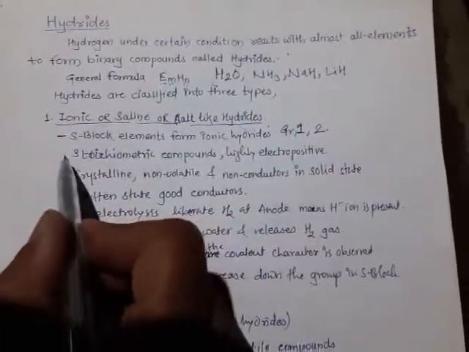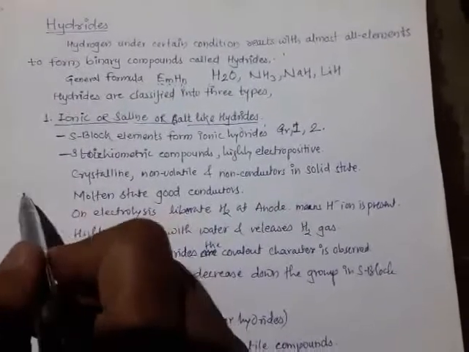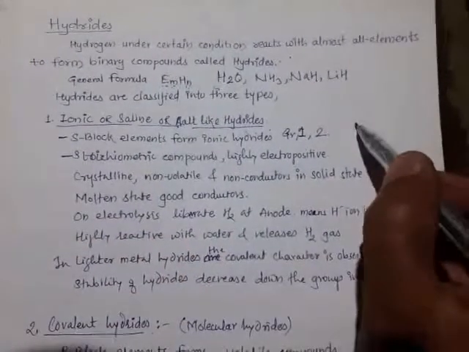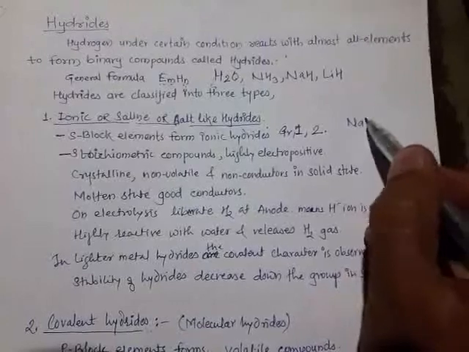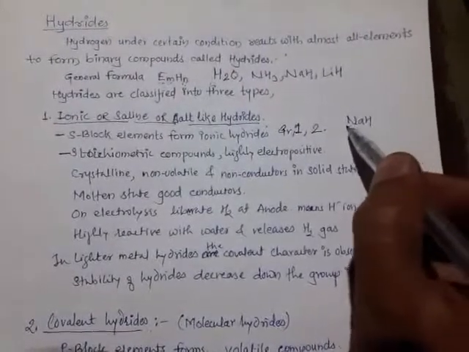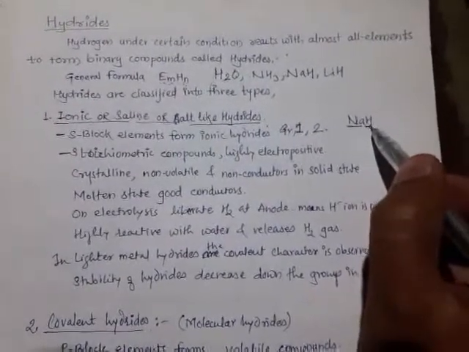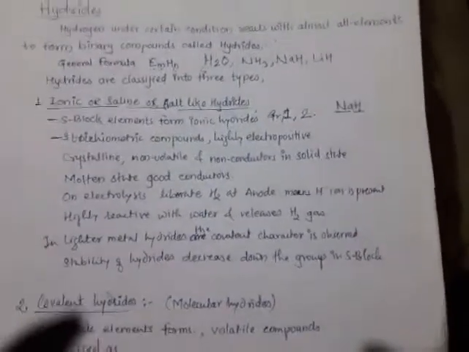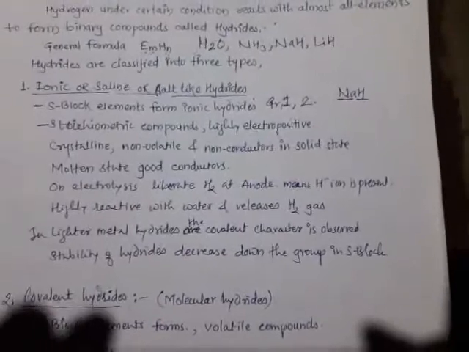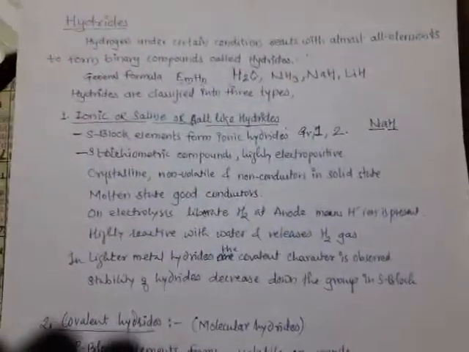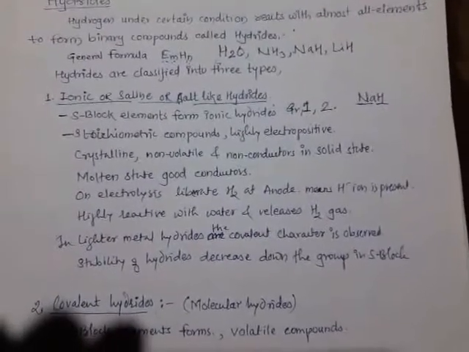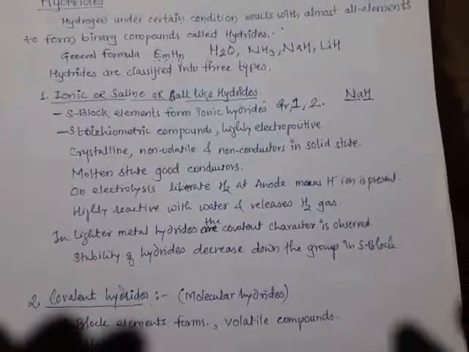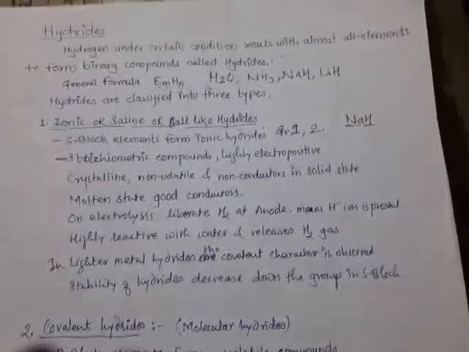These are stoichiometric compounds. Stoichiometric means, for example, in NaH, for each sodium ion there is a hydride ion. So these are stoichiometric compounds, and they are highly electropositive in nature.